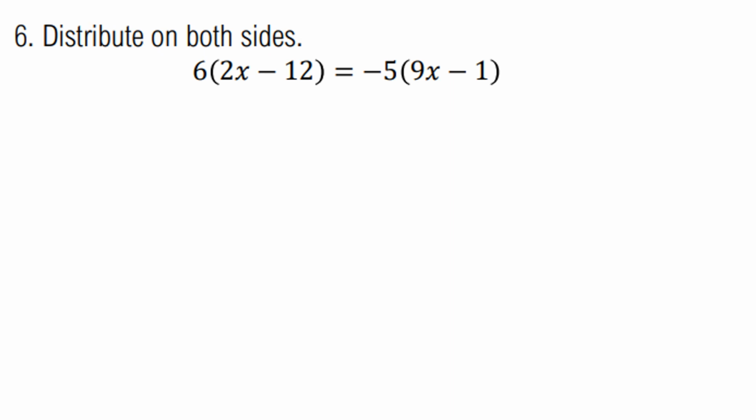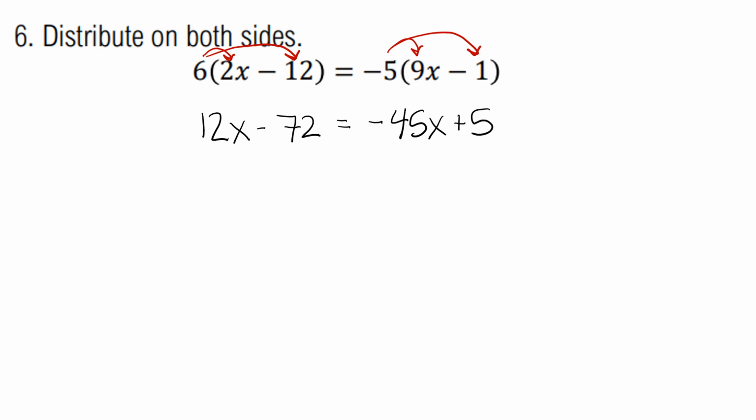Number 6 says to distribute on both sides. So we start by distributing our 6 to both numbers in the parentheses. 2 and 6 would give us a 12x. 6 and negative 12 would end up giving us a negative 72. On the other side, we distribute and multiply the negative 5 by both numbers in the parentheses. Negative 5 and 9 is negative 45x. Negative 5 and negative 1, two negatives, would give us a positive 5. This problem only asked us to distribute, so we don't have to continue solving the rest of the problem.